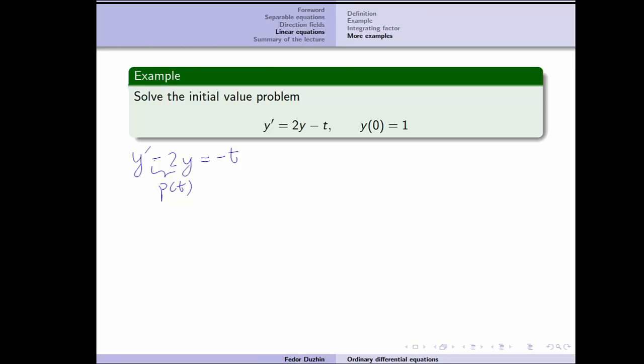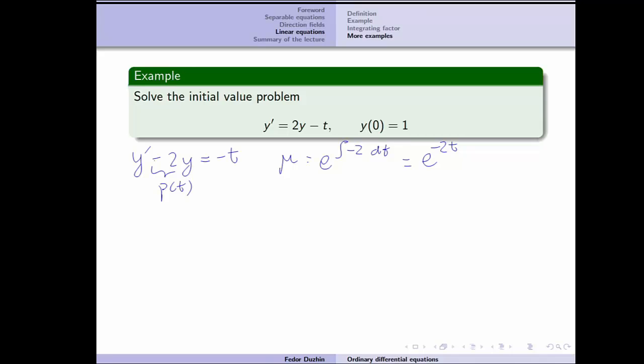So the first step is to find the integrating factor, and the integrating factor is the following thing. So we should raise e to the power integral of the p of t, so minus 2 dt. The integral of minus 2 is minus 2t, so we get e to the minus 2t. So notice that I didn't write plus constant because, again, I don't have to find all possible integrating factors.